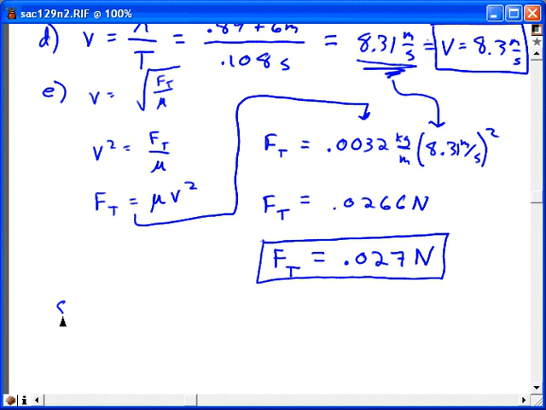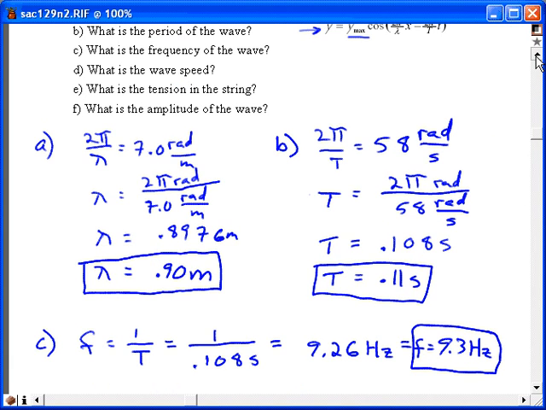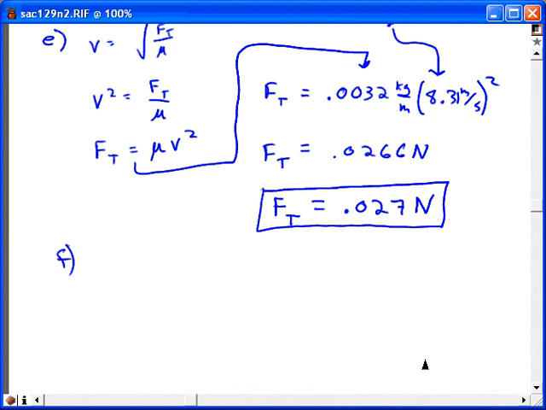And then this last part of this problem is part F. What's the amplitude of the wave? The amplitude of the wave is, of course, the y max. By inspection, the amplitude of the wave is 0.28 meters.